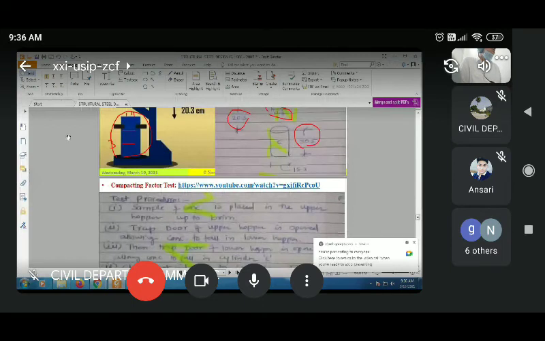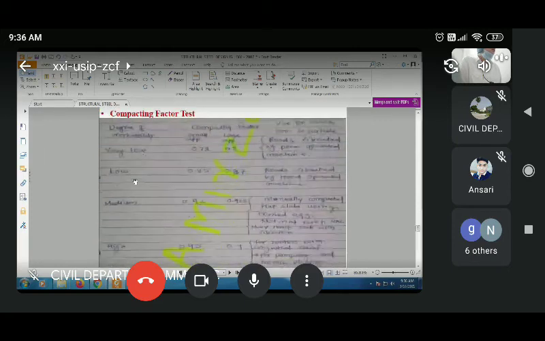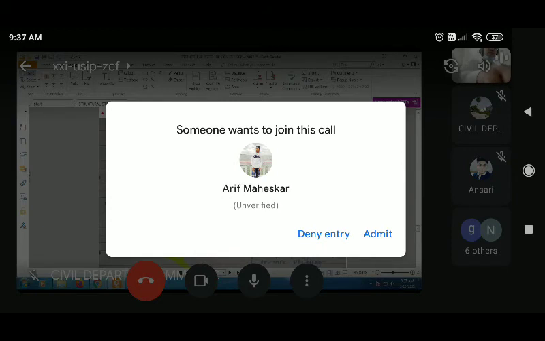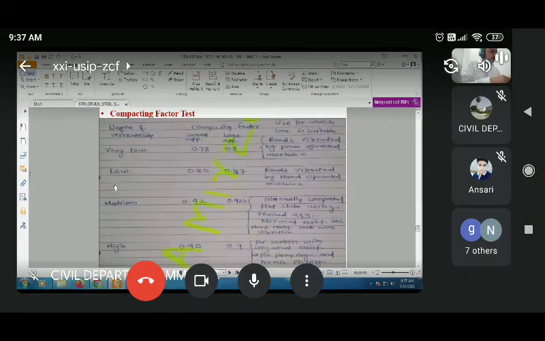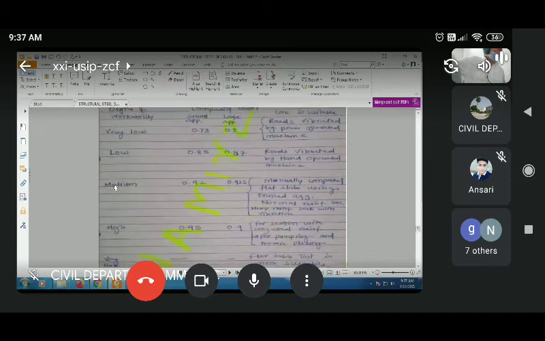Okay, so this is how we can perform the compaction factor test. You have seen it from the video also, and can easily understand. Then the test procedure you have also seen. This is the compaction factor value as per the degree of workability as per the IS. If the degree of workability is very low, the compaction factor value is 0.7 to 0.8, and if the degree of workability is low, the compaction factor value will be 0.85 to 0.87.